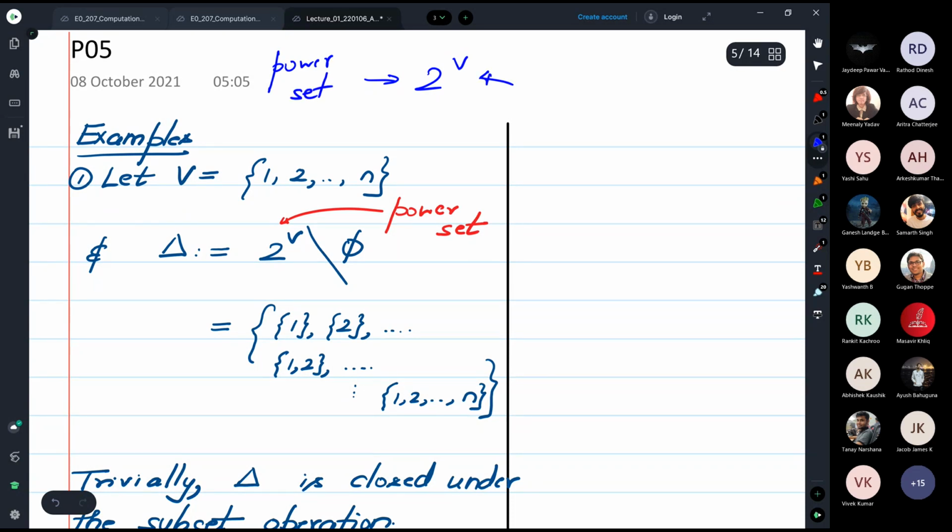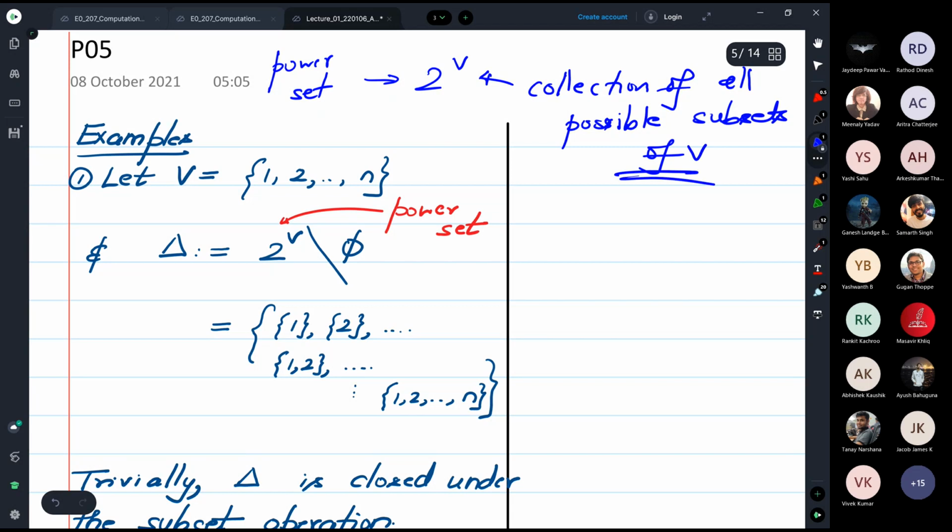This is a collection of all possible subsets of V. So this notation over here refers to the collection of all possible subsets of V. I'm sure you all are aware that the empty set is a trivial subset of V. That's why this collection will also include the empty set. So you take this collection and remove the empty set, and then you will be left with this collection.